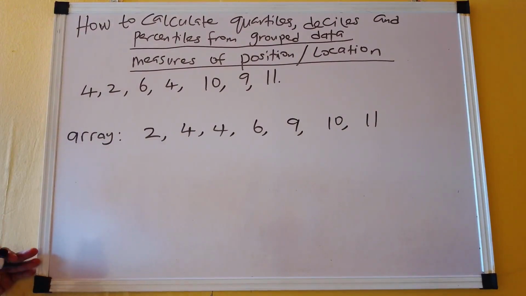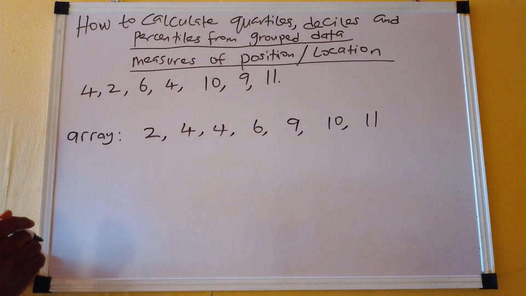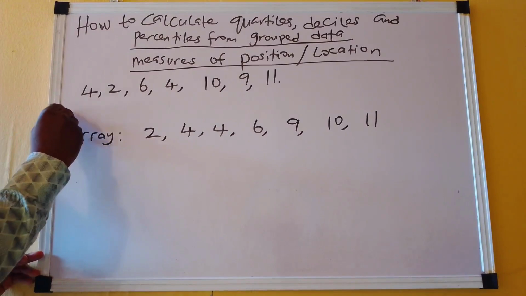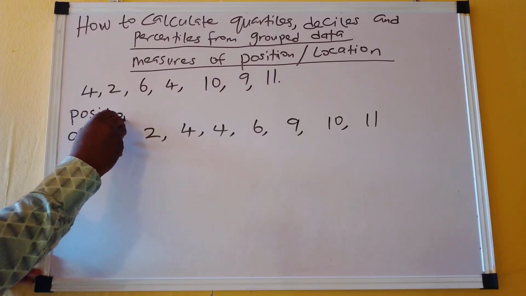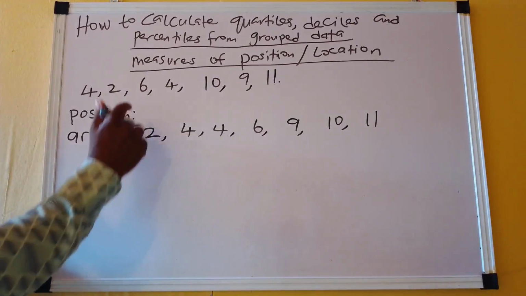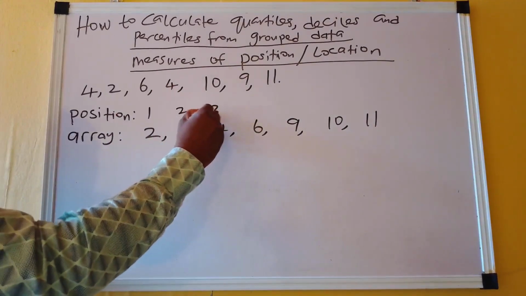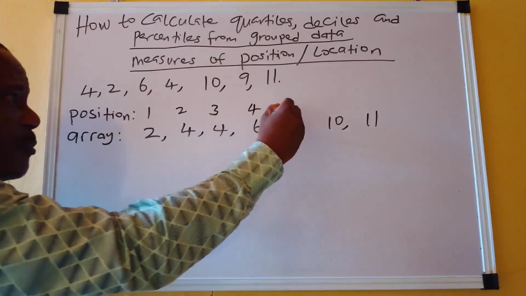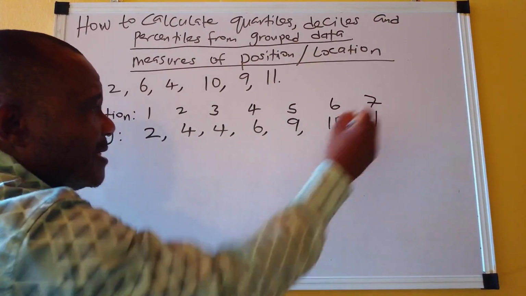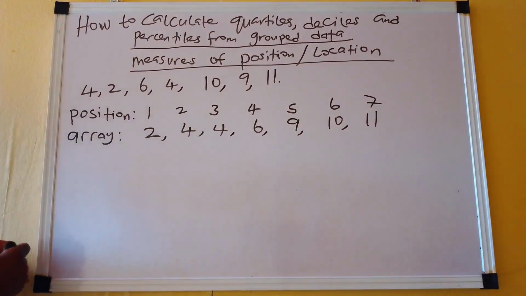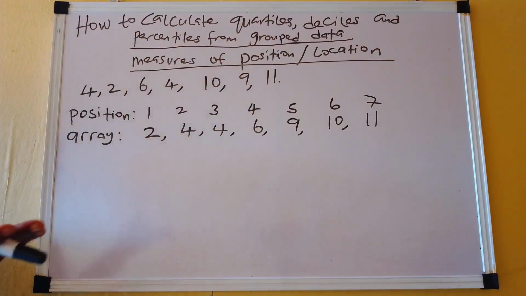Then the next thing you need to do is to position the data points. So let me position them here. This first one will be in the first position. This is the second position, third position, fourth position, fifth position, sixth position, and the seventh position. You will position or rank them in the order that you have arranged them.